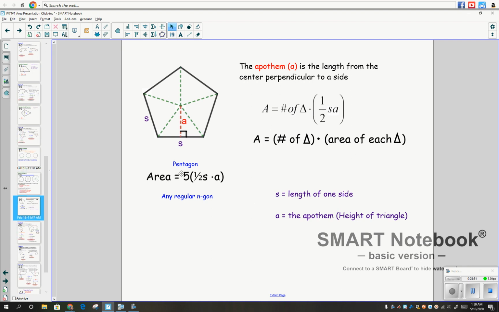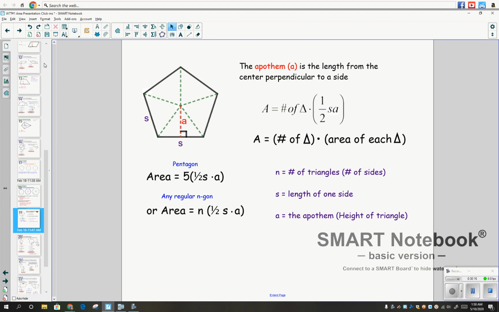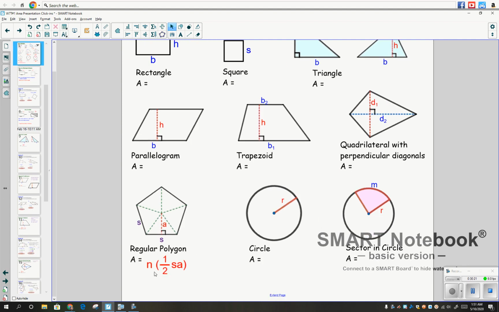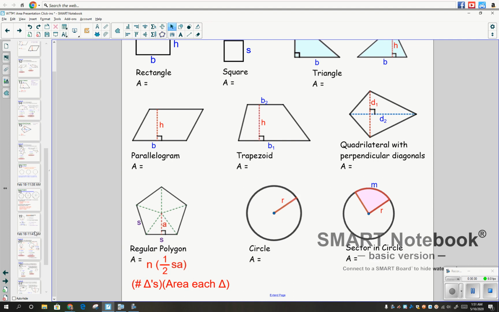So a formula for a pentagon would be 5 times 1/2 S times A, because there's 5 sides. Well, what about any other regular polygon? We're going to take N and multiply that by 1/2 times S times A, where N represents the number of triangles, but do note it's also the number of sides. If I have a pentagon, 5 sides, I'm going to divide into 5 triangles. So if we add that to our last formula on our sheet, it's N times 1/2 times S times A, which is also the number of triangles times the area of each triangle.